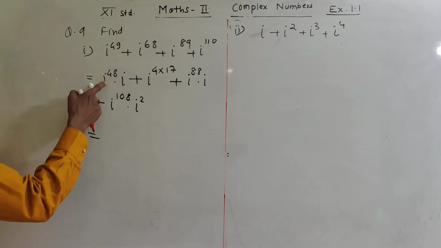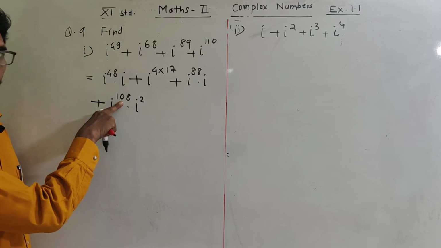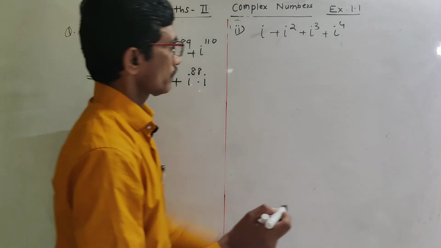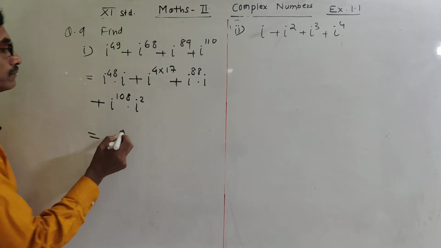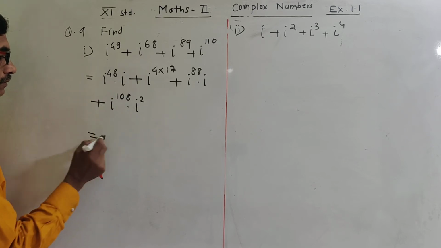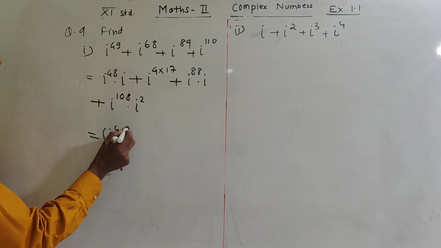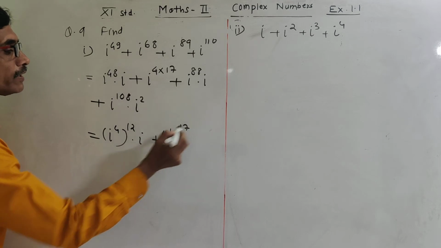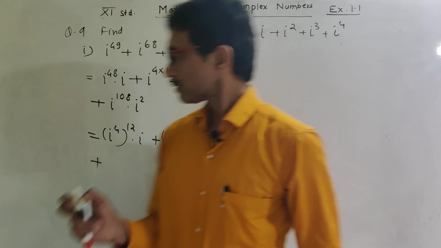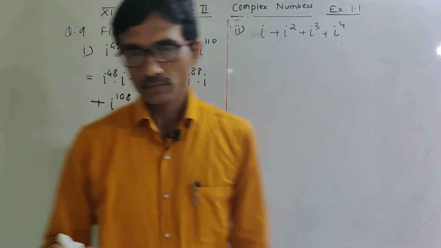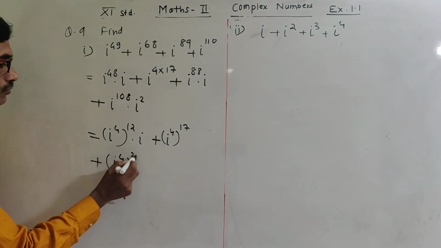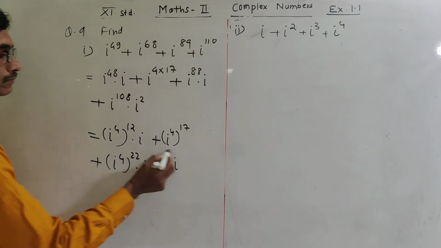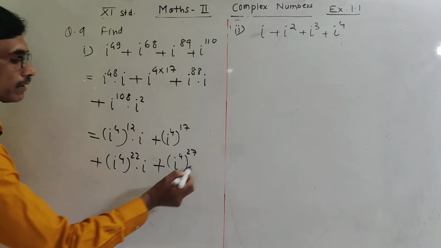And this is also a multiple of 4. This is 18 into 4, see 100 and this is i raised to power 4n raised to power 12 into i, plus i raised to power 4n raised to power 17, plus i raised to power 88, 88 we will write as 4n raised to power 22, i raised to power 4n raised to power 22 into i, and plus i raised to power 4n raised to power 27 into i square.